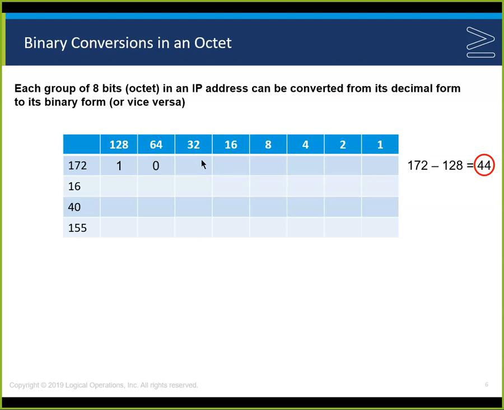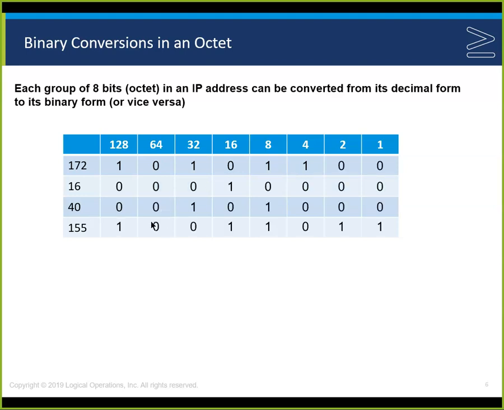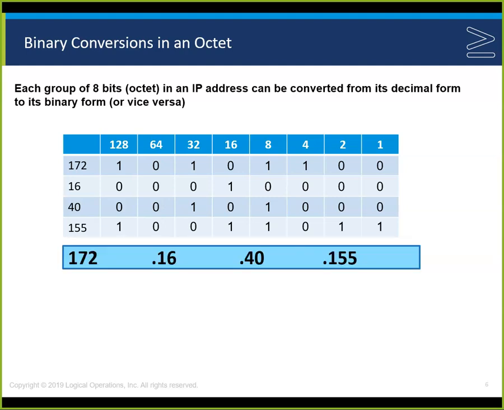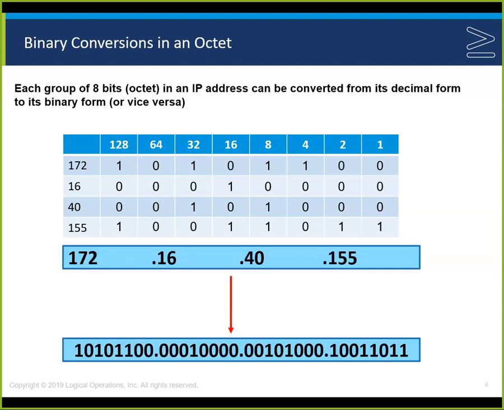When we get to the 32, absolutely. So we'll put a 1 there, subtract it. Is 12 greater than or equal to 16? No. 8, yes, and then 4 greater than or equal to, and then the zeros at the end. And the rest of them are just filled in here. To get the binary address of 172.16.40.155, what it would look like in binary.